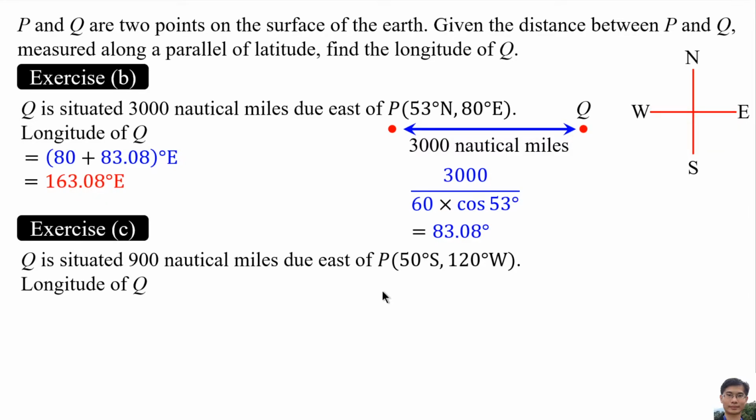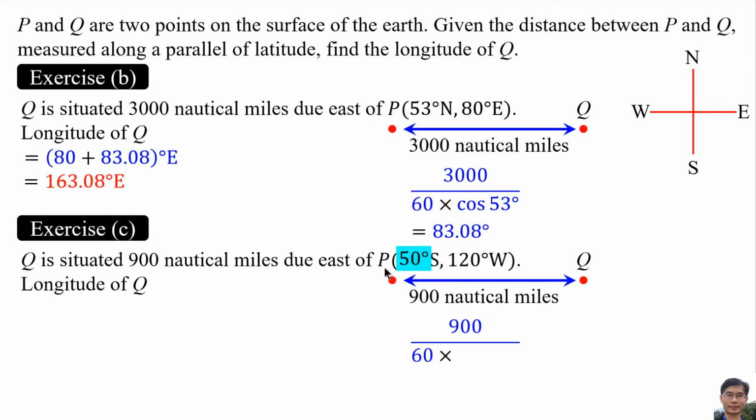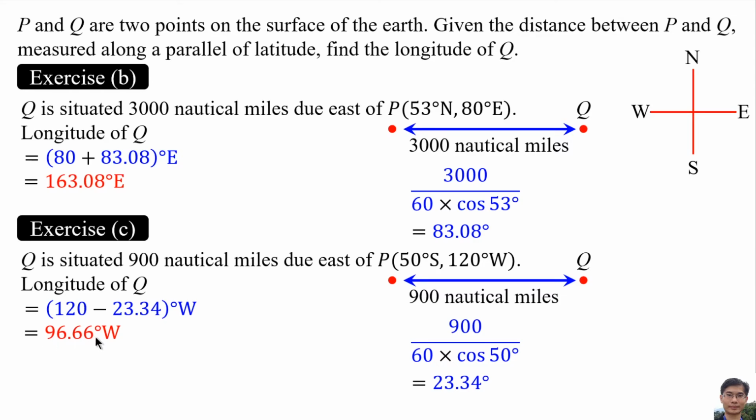Exercise C, let's say this is point P. The east of P is Q. The distance is 900 nautical miles. Change it to angle, divided by 60 times cos the latitude, and we get 23.34 degrees. And the longitude of P is 120 degrees west. The difference is 23.34 degrees. So the longitude of Q should be 120 degrees minus 23.34, and we get 96.66 degrees west.